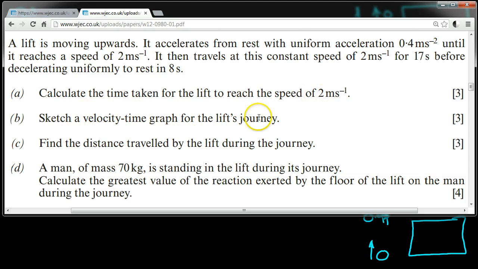Sketch a velocity time graph for the lift's journey. Find the distance travelled by the lift during the journey. A man of 70 kilograms is standing in the lift during its journey. Calculate the greatest value of the reaction exerted by the floor of the lift on the man during the journey.